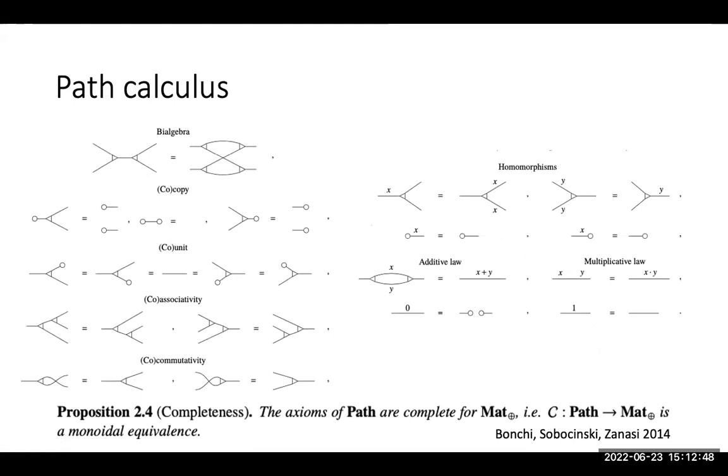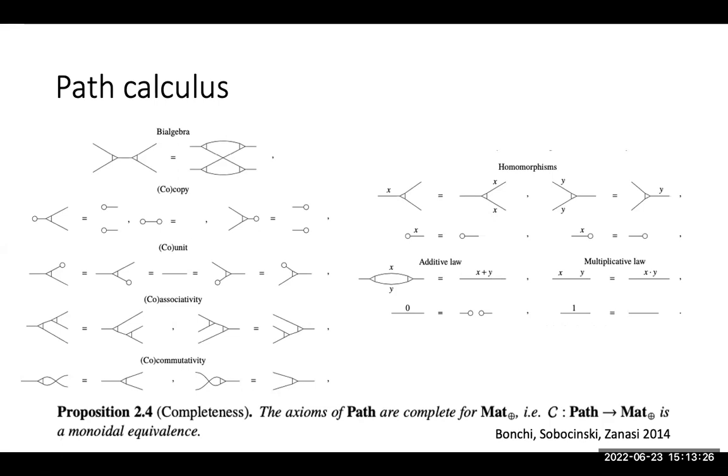So what are these axioms? The main axiom is the bialgebra law. This monoid and comonoid form a bialgebra. Then these are just the monoid and comonoid laws, etc. And then you have homomorphisms. So every phase like this can be copied through the comonoid, and then you have that these homomorphisms form a semi-ring. So they have an additive structure and a multiplicative one.